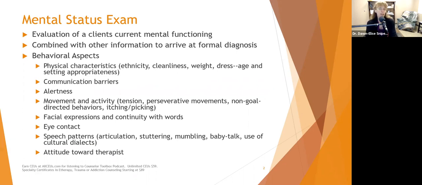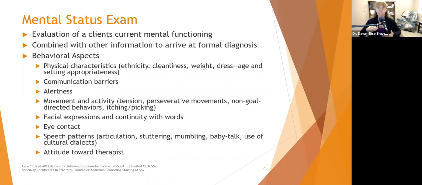We want to look at alertness. Is the person alert? That's a pretty simple thing. And a lot of these behavioral aspects, you're just going to glean from the minute you meet this person. You're going to have an idea about what their mental status is.